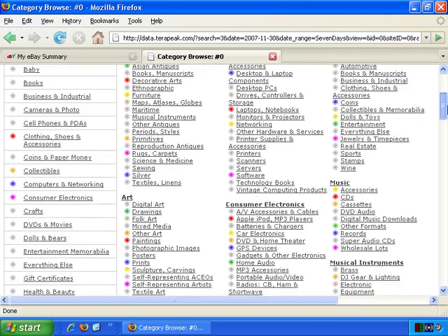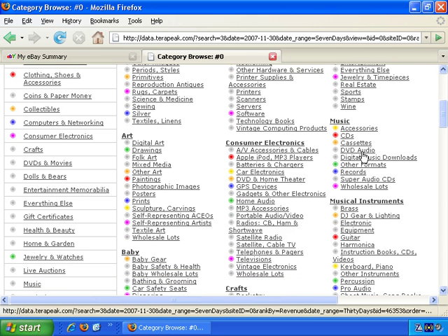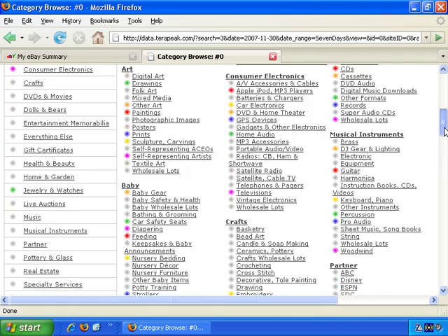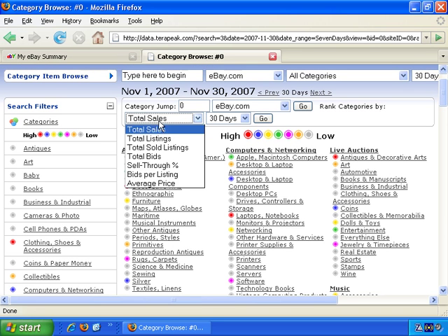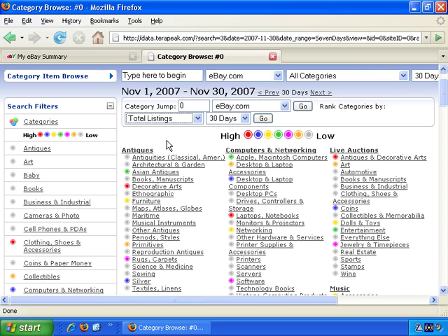Let's just have a quick look through some other hot categories. Okay, CDs. That's making a lot of sales over the last 30 days. Or Apple iPod MP3 player, not surprisingly, making a lot of sales over the last 30 days. So it gives you a quick overview of the categories and subcategories, and so let's change this. Let's see which subcategories have a high result for total listings. I would think there would be a lot of duplication with total listings and total sales.